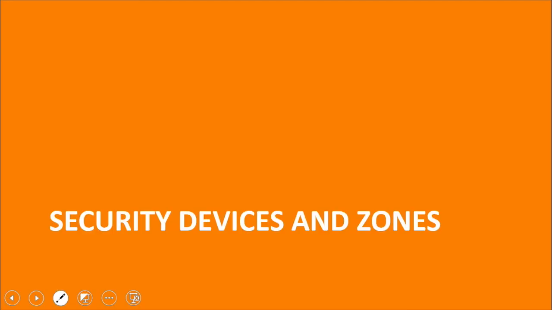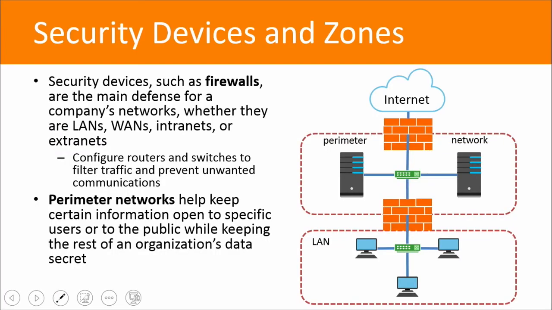All right. Lastly, we'll talk about security devices and zones. So if we want to access these networks, we want to protect our data and make sure that it maintains its integrity and that other people aren't able to steal it and access it, we've got to make sure that we're set up to properly protect it. So to do that, we use security devices such as firewalls, right? They are the main defense for not just a company's network, but for any network, whether they're LANs, WANs, intranets, or extranets. We can also configure routers and switches to perform security functions like traffic filtering in order to prevent unwanted communications.